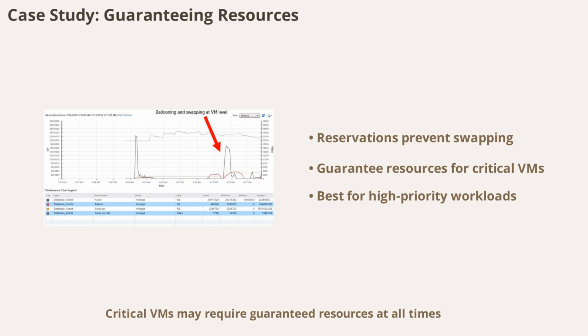Critical VMs may require guaranteed resources at all times. Without reservations, these VMs can experience ballooning or swapping during periods of contention. By setting reservations, you ensure that essential workloads always have the resources they need, even in overcommitted clusters. This is a best practice for high-priority applications.